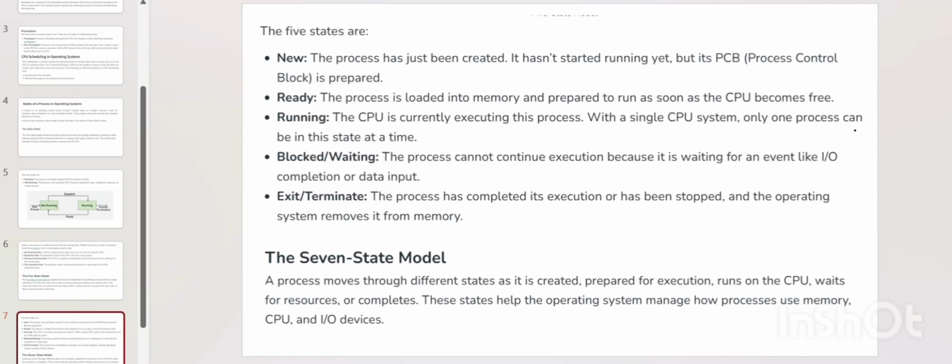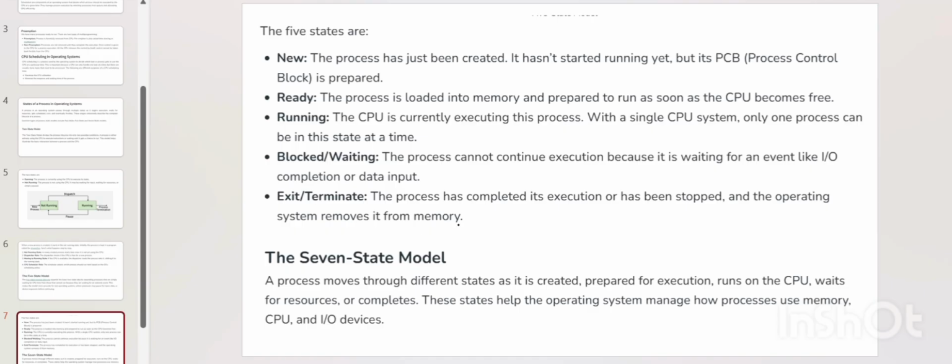With a single CPU system, only one process can be in this state at a time. Blocked or waiting state: the process cannot continue execution because it is waiting for an event like input-output completion or data input. Exit and terminate: after the process has completed its execution and done its task, the operating system removes it from memory.